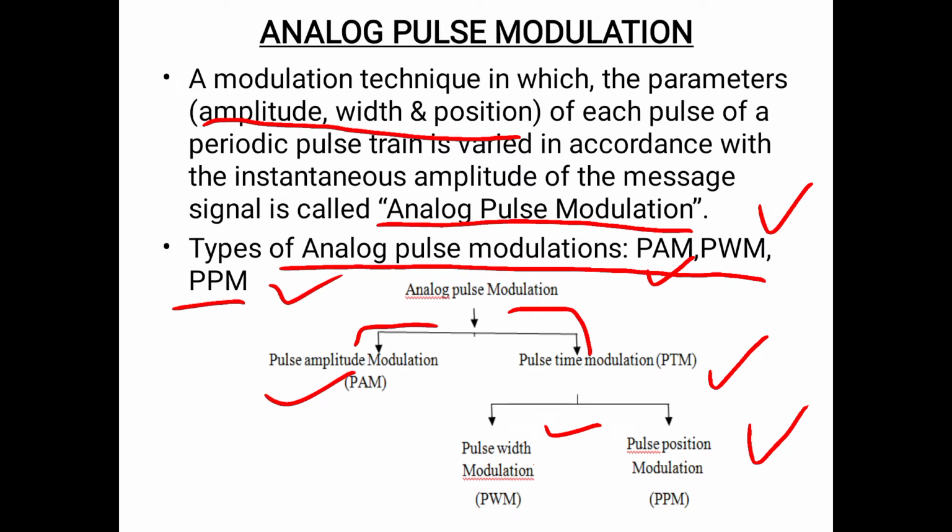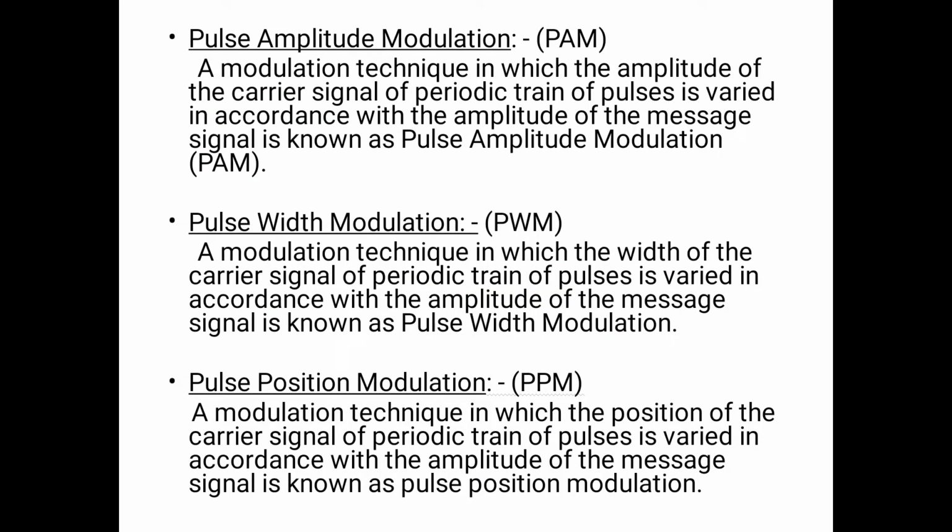Now let's see the definitions for pulse amplitude modulation, pulse width modulation and pulse position modulation. Here observe the definition of pulse amplitude modulation. The modulation technique in which the amplitude of the carrier signal, a periodic train of pulses, is varied in accordance with the amplitude of the message signal is known as pulse amplitude modulation.